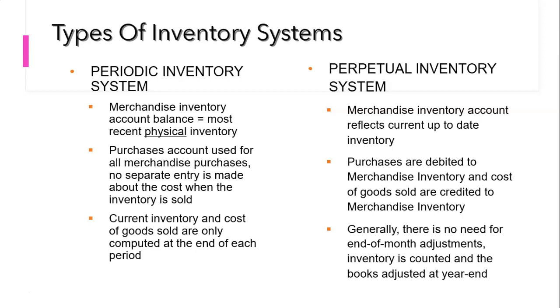In the perpetual inventory system, there is no need for the end of the month adjustments because we're constantly keeping the inventory account up to date. So I don't need at the end of the month to count the inventory, calculate out the cost of goods sold, calculate out the ending inventory.